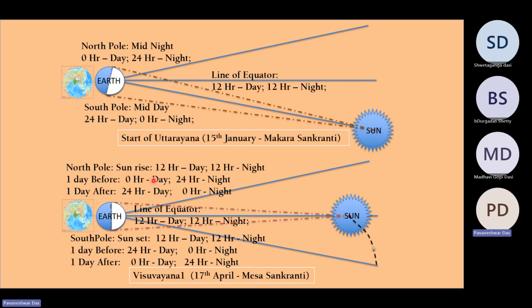Same thing happens in the opposite side in the North Pole. One day before, 0 hours daytime. On that particular day, equinox day, 12 hours day, 12 hours night, and one day later, 24 hours day. And starting from this particular day, here they will have day for 6 months, and here they will have night for the coming 6 months.